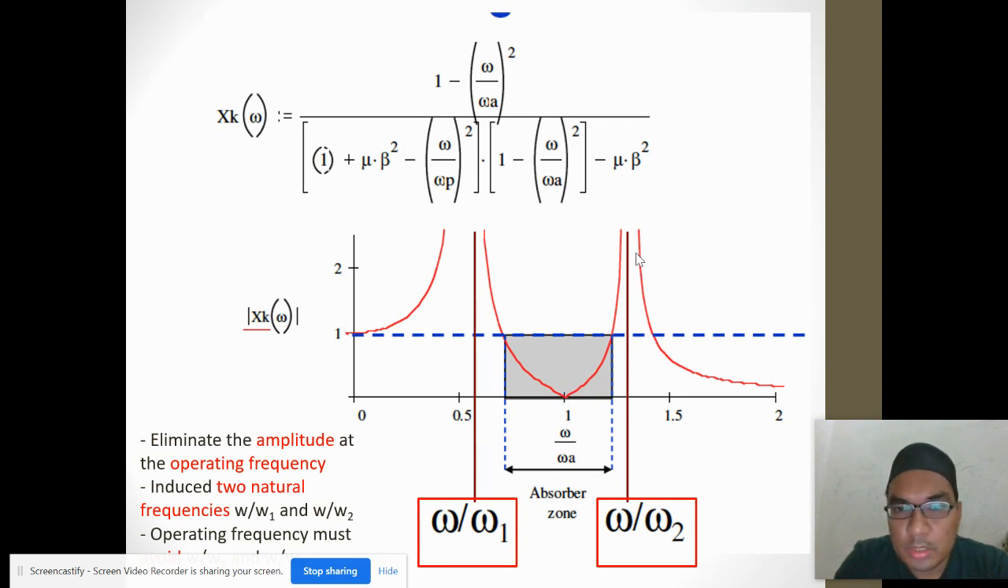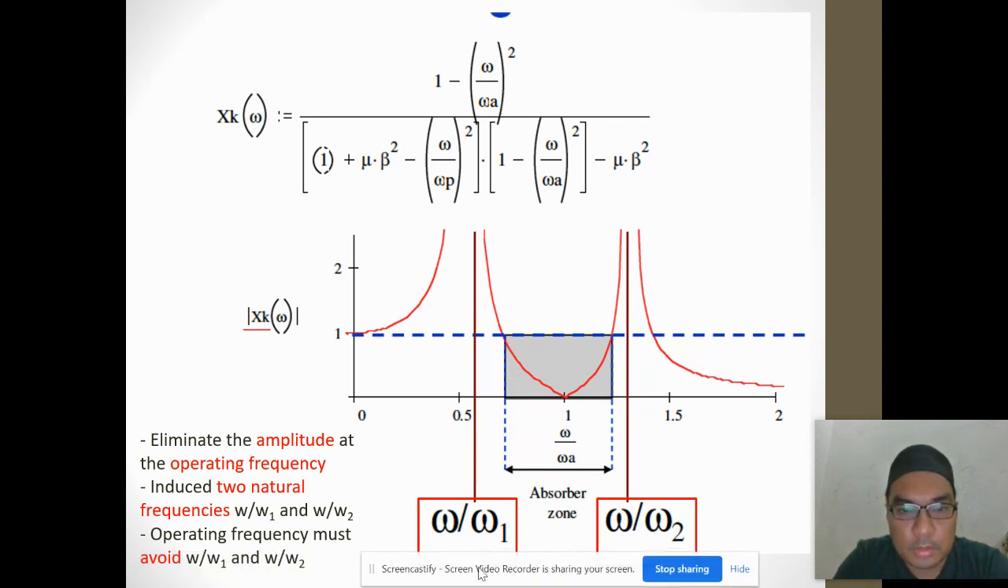But it will induce two natural frequencies here, so there is some allowable frequency range. For example, suddenly there is some external effect and the operating frequency of the bridge is slightly shifted. If the frequency is shifted, it must stay within this range. If it goes above this range, it will reach the newly induced natural frequency and the system becomes resonant again. That's what you have to be alert about.